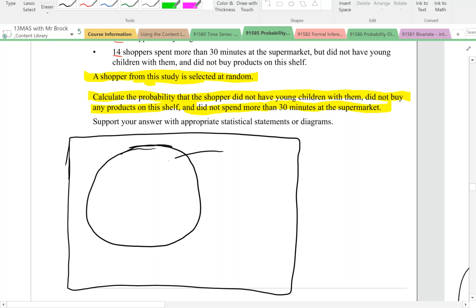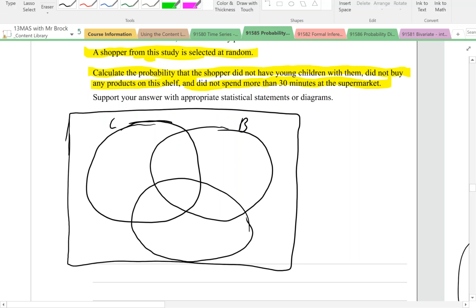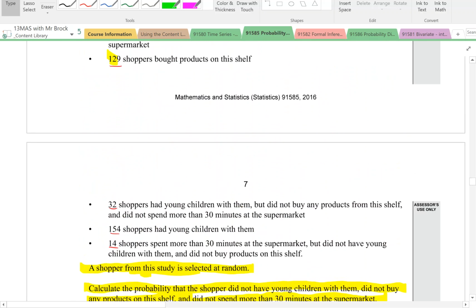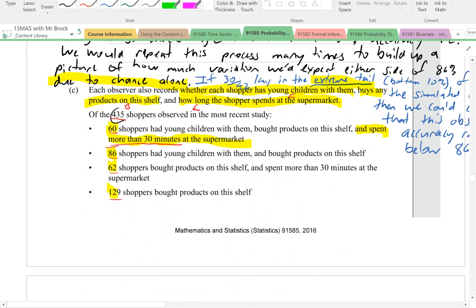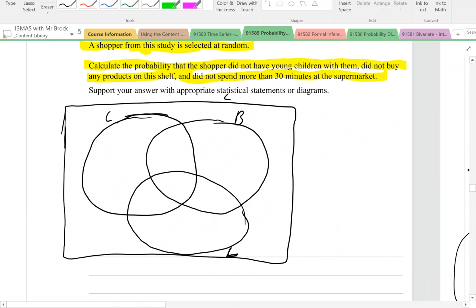So we've got 1, 2, 3. And our three category variables are whether they have children or not, C, whether they buy products from the shelf or not, that's B for buy, and whether they stay a long time, more than 30 minutes, which we call L for long. So we're going to put those titles in. We also know that it's out of 435 shoppers. So sample space is a total of 435, and I'm going to write that down.